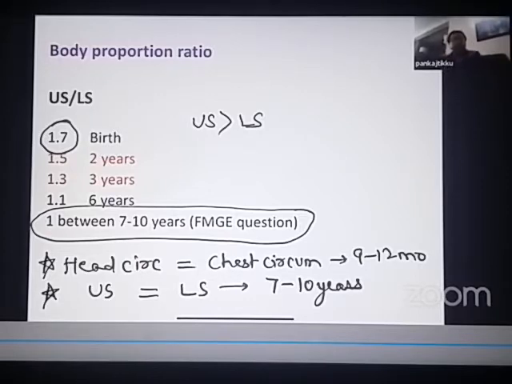So how does the body proportion ratio change with age? It is 1.7 at birth, 1.5 at 2 years, 1.3 at 3 years, 1.1 at 6 years, and it is 1 somewhere between 7 to 10 years. So when does the upper segment become equal to the lower segment? It becomes equal between 7 to 10 years.